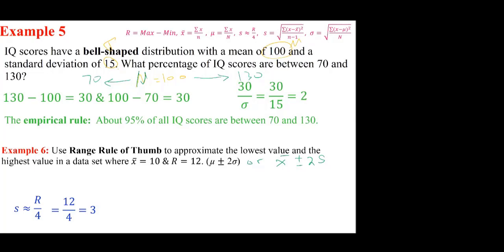And so X bar plus minus 2S gives us the answer. 10 plus minus 2 times S, which is 3. So 10 minus 6, 10 plus 6, and that gives us the low of 4, high of 16. So this is the empirical rule and range rule of thumb, which refers to starting from the mean, you go 1 standard deviation, or 2, or 3, and see what happens. The 2 standard deviation is considered the range rule of thumb and good enough for most everything.